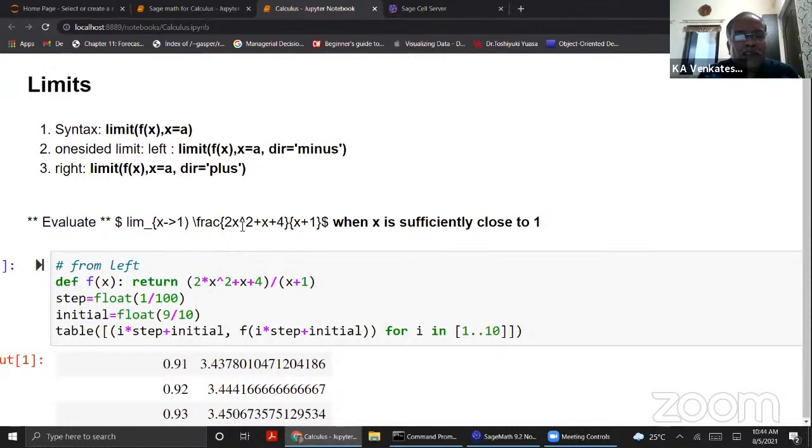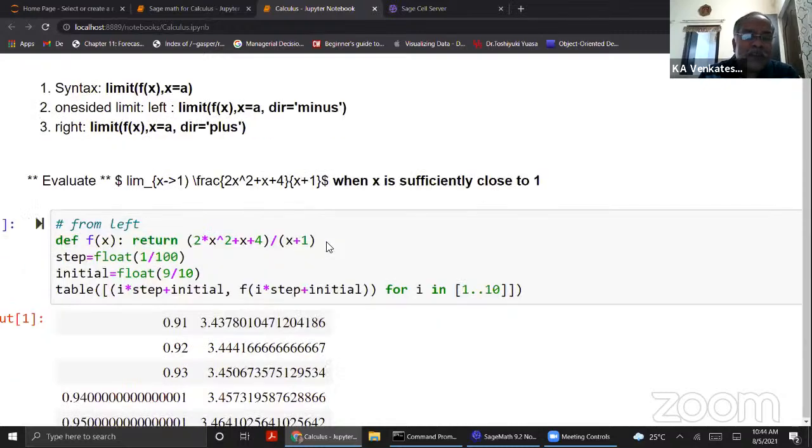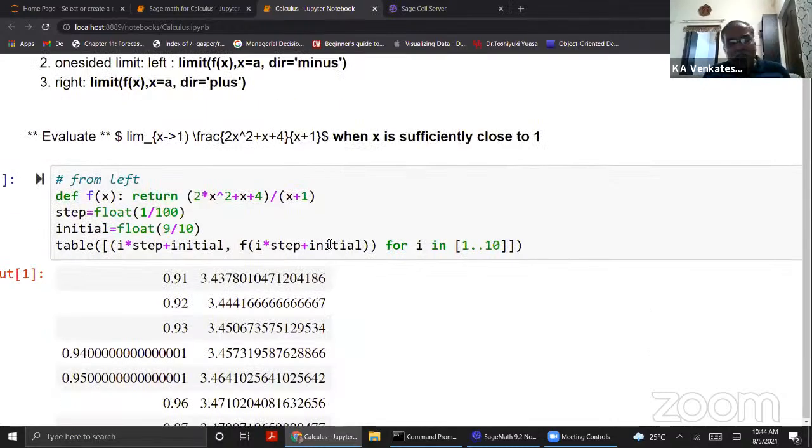So these are the notations. What we are doing is the limit as x extends to a of 2x squared plus x plus 4 divided by x plus 1. As x extends to 1, what happens? That's what we are defining. Now, as a general first introduction to left limit and right limit, we need a sequence of values. For that, I'm going to construct a table.